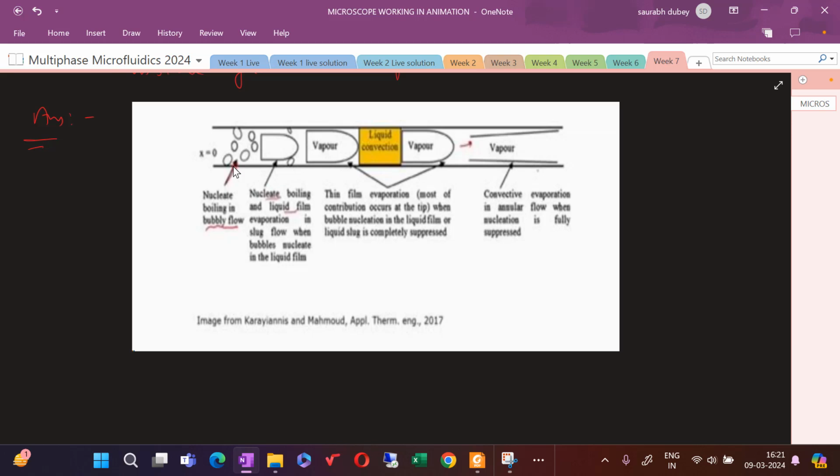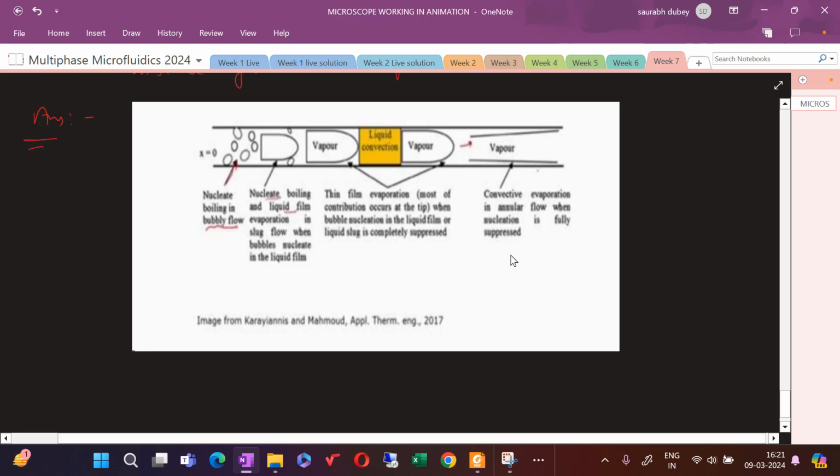And that calculation has already been discussed in the class. When the bubble nucleation in the liquid film or the liquid slug is completely suppressed, then you are actually looking at this. And the last, which happens if you have very high quality, is the convective evaporation in the annular flow where nucleation is fully suppressed. There is no bubble formation, and this is the annular flow regime.